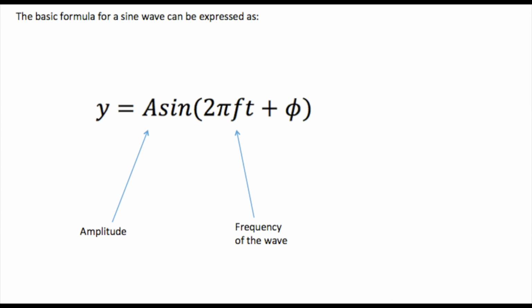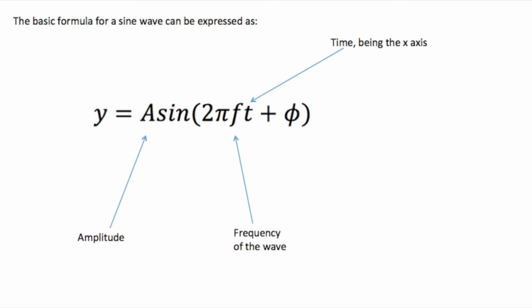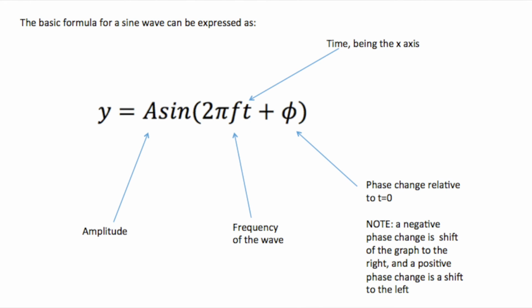2 pi is a constant, t is your x-axis, and the frequency of the wave is to be calculated from the period. The final element of the sine formula is phi. This is a phase shift relative to t equals 0. If the value is negative, then the graph is shifted to the right. If the value is positive, the graph is shifted to the left.